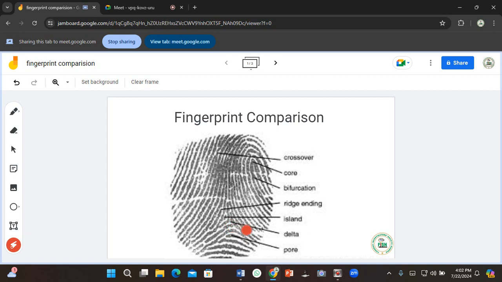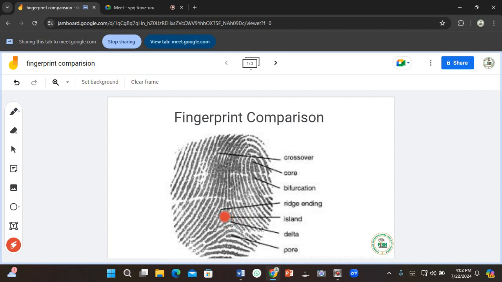Then you have pore. Pores are like small dots or holes on the ridges where those liquids that form the impression normally come out. Then you have an island. An island is a ridge that is standing alone, like when you have an island in the midst of a sea.